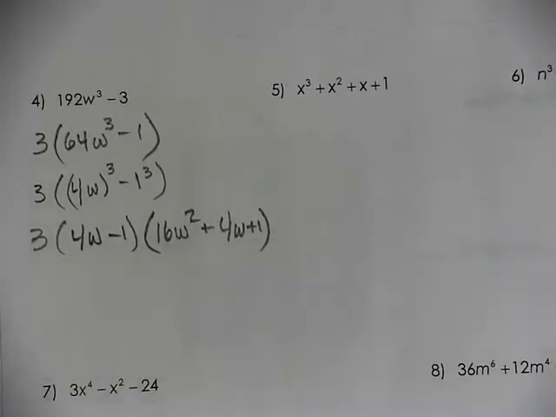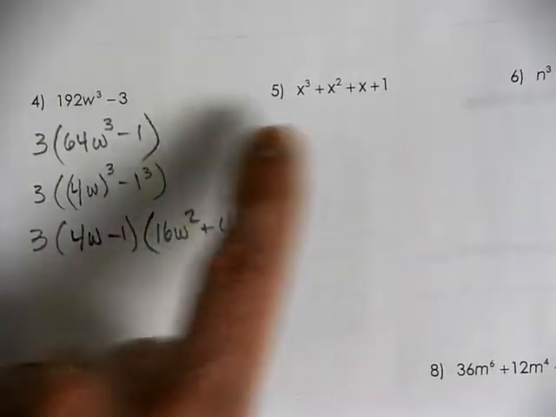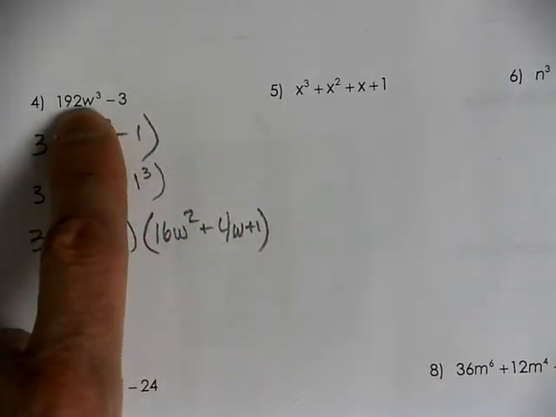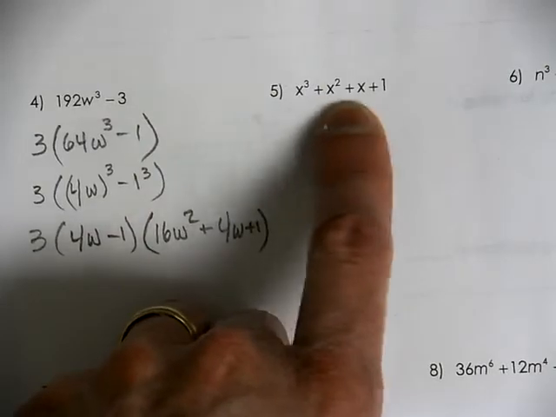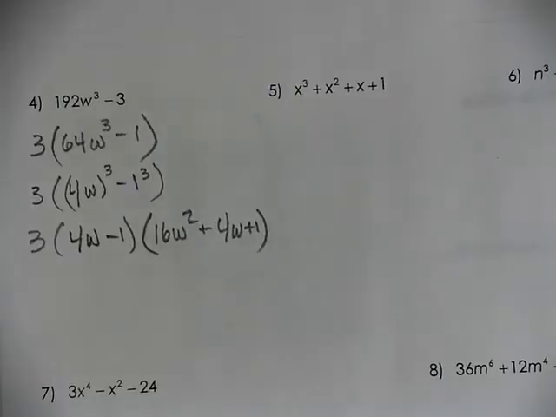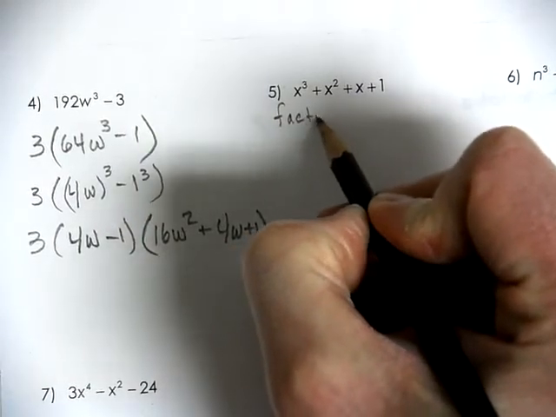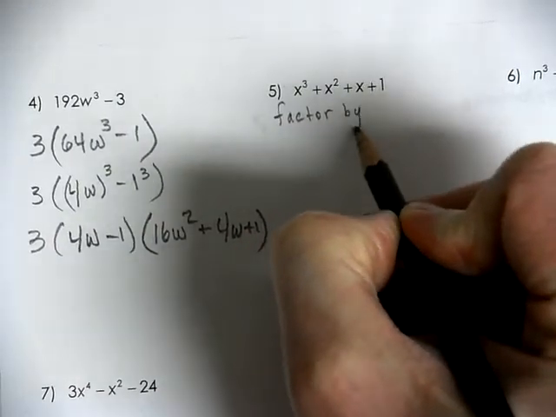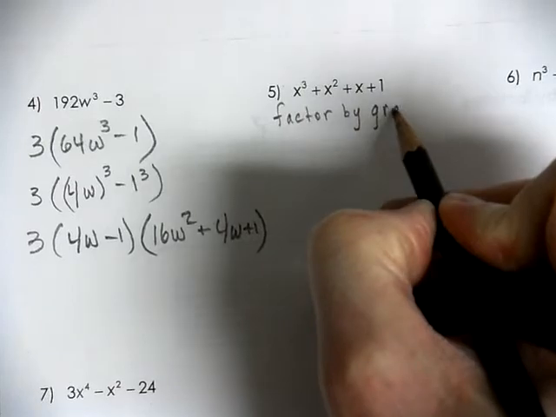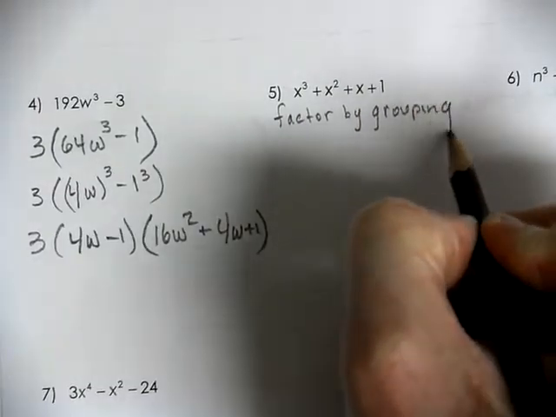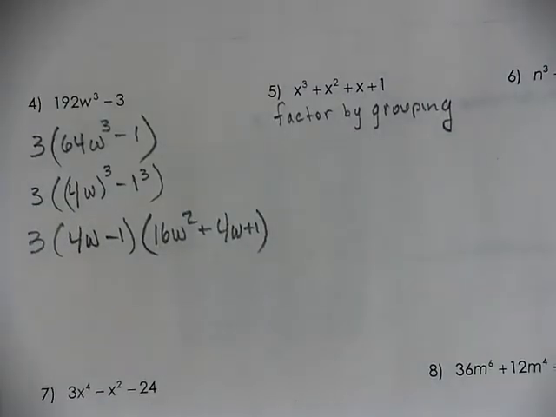Now we look at number 5. Number 5 is clearly different. Number 5 is not the sum or the difference of 2 cubes. This has 4 different terms. It's not a binomial. It's not 2 terms. It's 4 different terms. We can factor this one by factor by grouping.